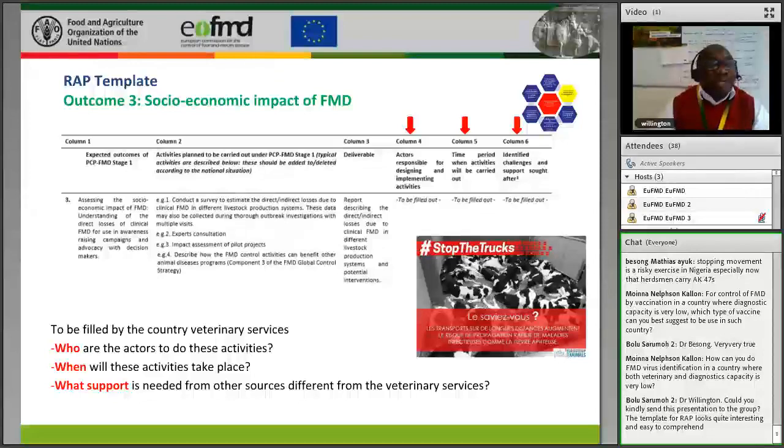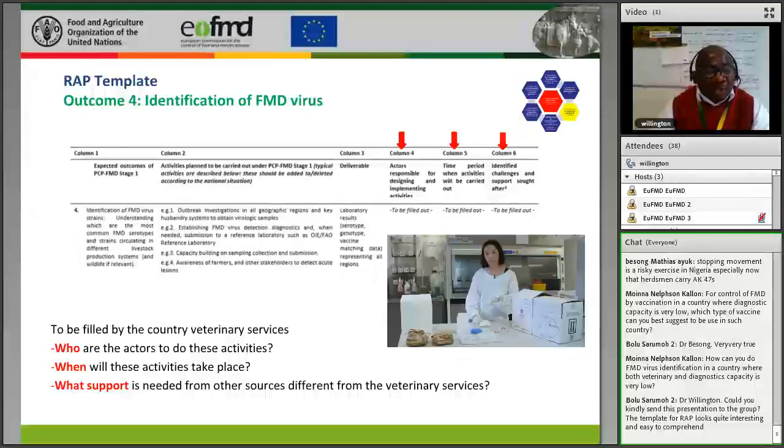The third activity is a socioeconomic impact assessment of FMD in the situation. In this situation, real studies have to be projected on how they want to understand the direct impact of foot and mouth disease as well as the indirect impact of foot and mouth disease on the livelihoods and the welfare of the population.